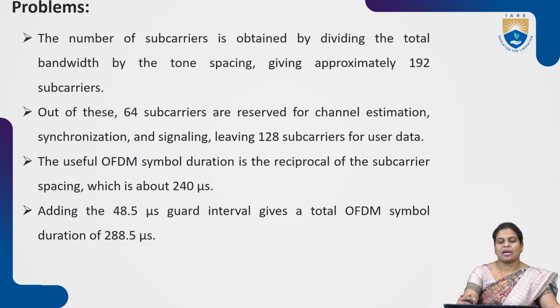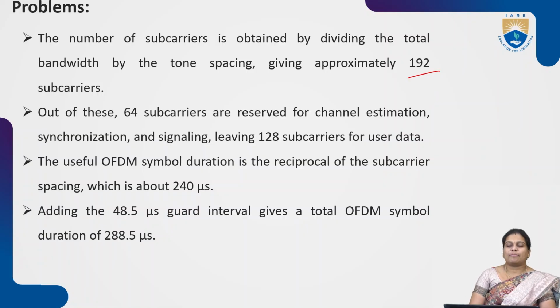The number of subcarriers is obtained by dividing the total bandwidth by the tone spacing, which gives approximately 192 subcarriers. Out of these, 64 subcarriers are reserved for channel estimation, synchronization and signaling, leaving 128 subcarriers for user data. The OFDM symbol duration is the reciprocal of the subcarrier spacing, which is 240 microseconds. Adding 48 microseconds for the guard time interval, that is 240 plus 48 equal to 288.5 microseconds.